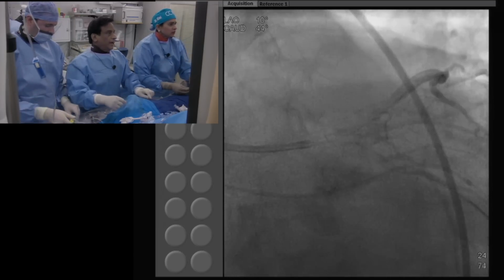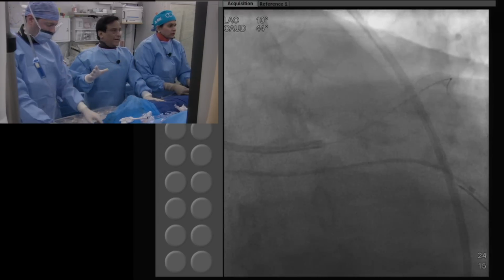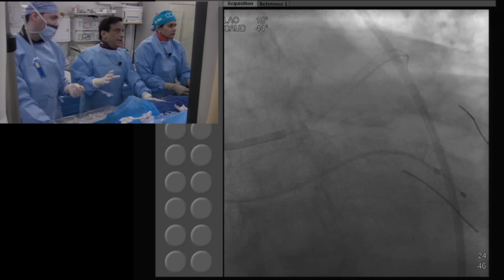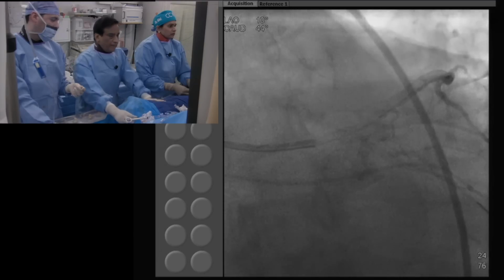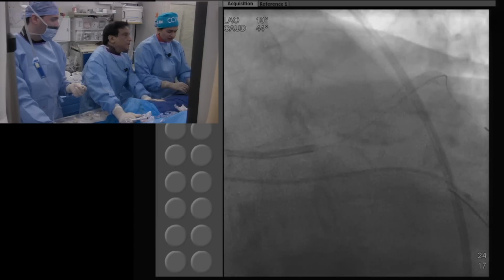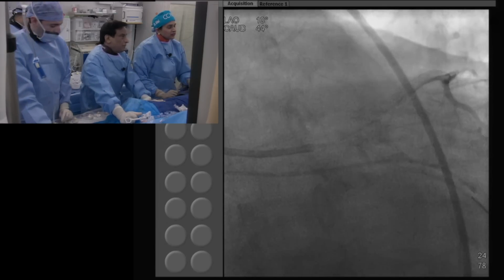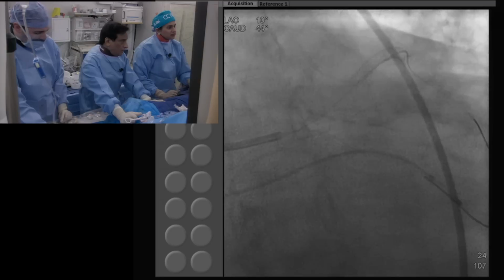Yeah, good. Okay, you see the view now. Very clear display. We have the wire into the circumflex. There is a large aneurysm from the distal left main into the LAD. So now my question is, before we go in, there is a little disruption of the proximal LAD. I think we need a longer stent.